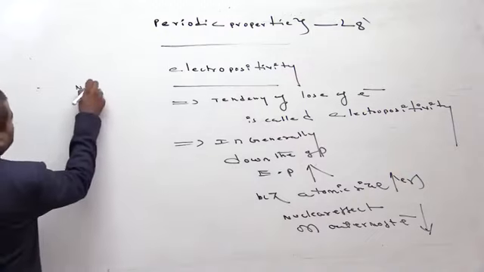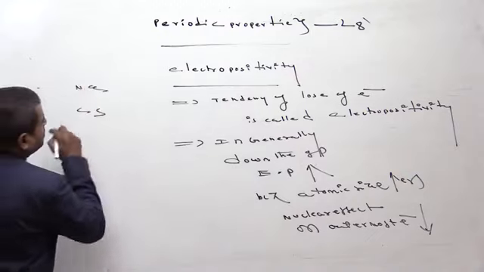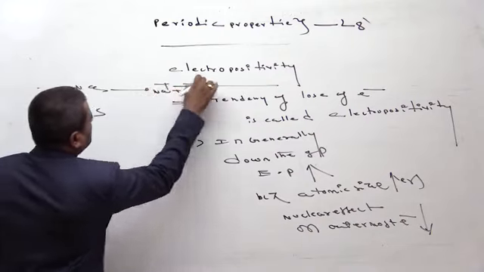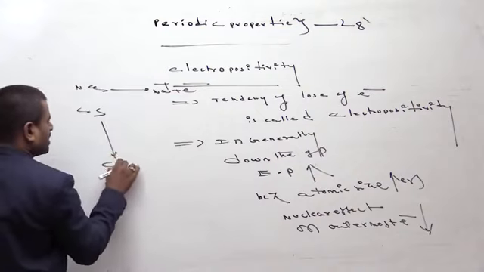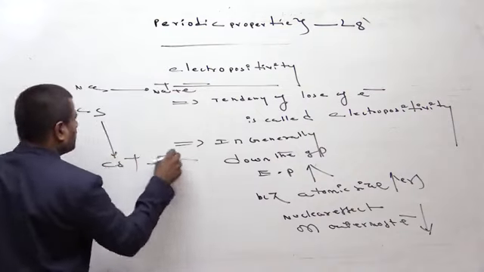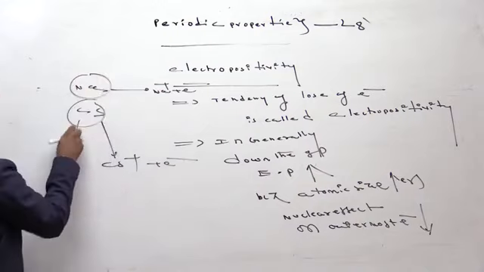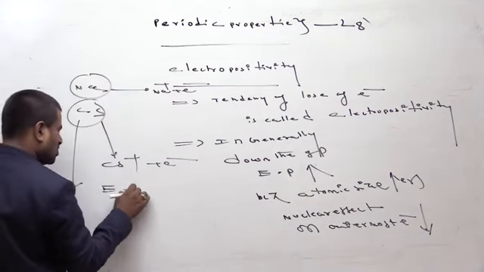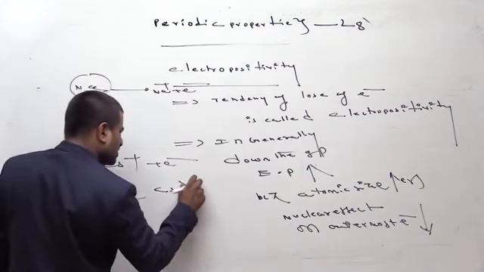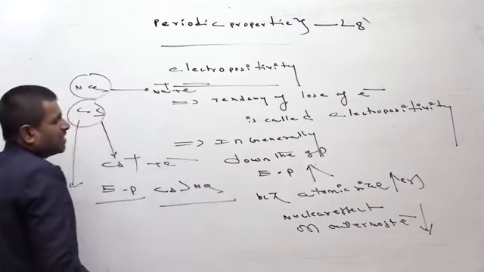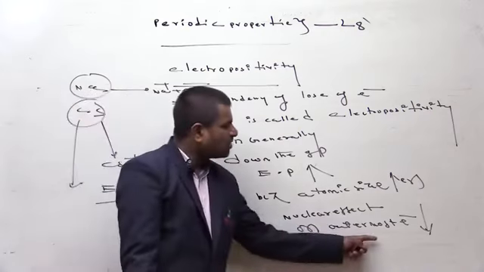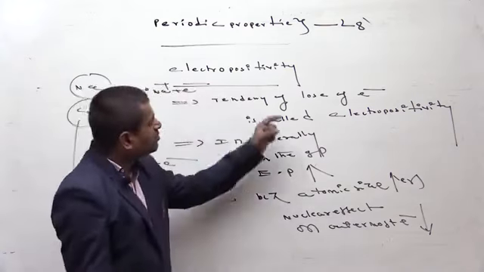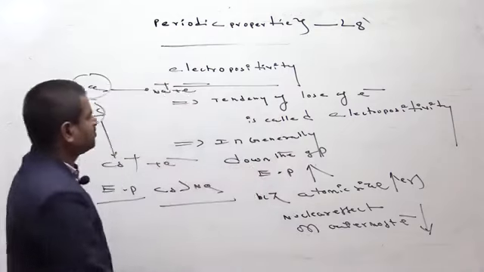For example, I am taking sodium and cesium. Sodium loses an electron and converts to Na plus and an electron. Cesium also loses an electron, converting to Cs plus and an electron. Which atom loses the electron more easily? Cesium. That is why electropositivity character of cesium is greater than sodium. Down the group, atomic size increases and the nuclear effect on the outermost electron decreases, so the atom easily loses an electron. Therefore positive character increases down the group.